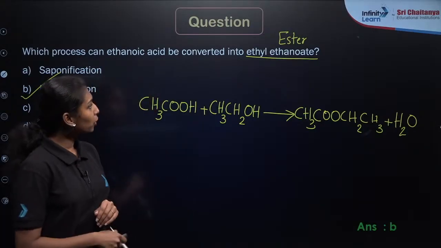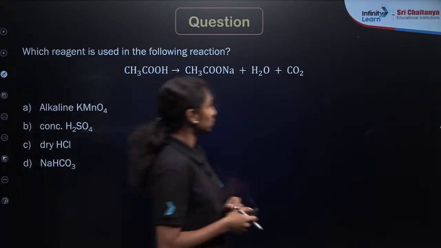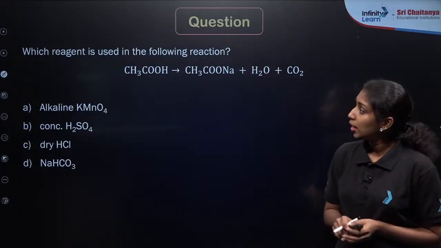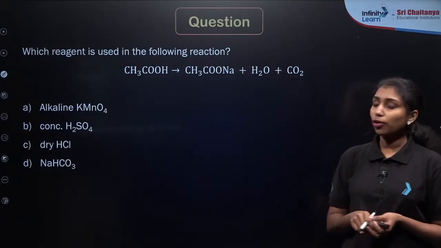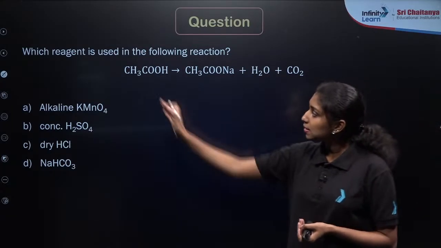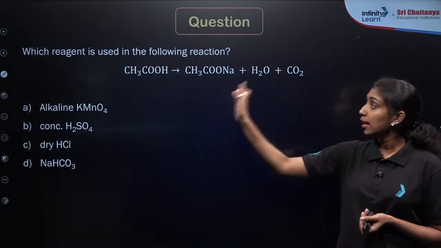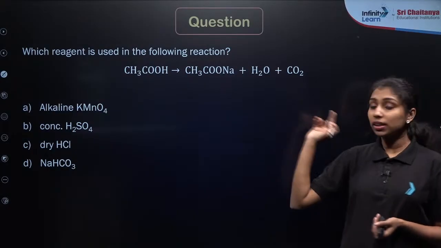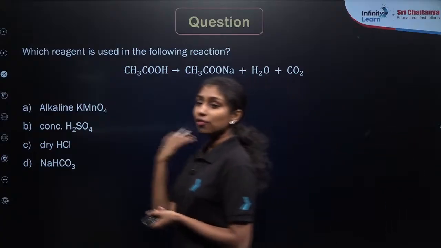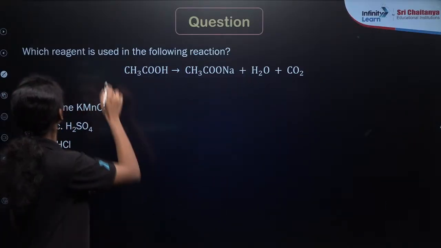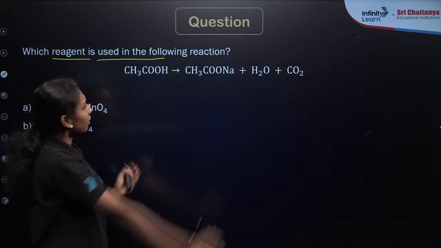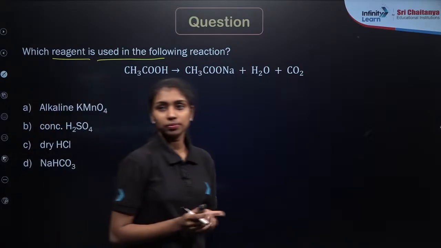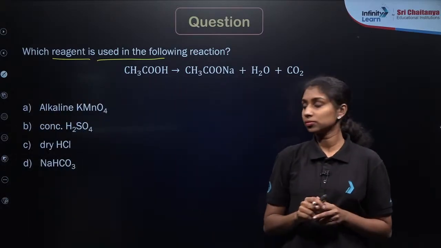Okay, fine. Now we are moving to our next question. Which reagent is used in the following reaction? A reaction is given here. This is our acetic acid or ethanoic acid, right? It will be converting into CH3COONa, sodium acetate, plus water plus carbon dioxide. So what will be the reagent that is used in the following reaction?